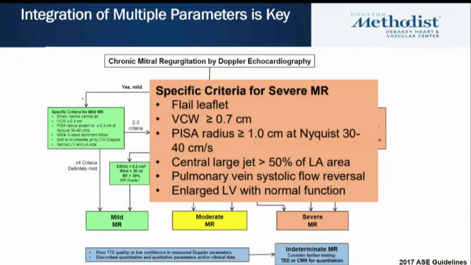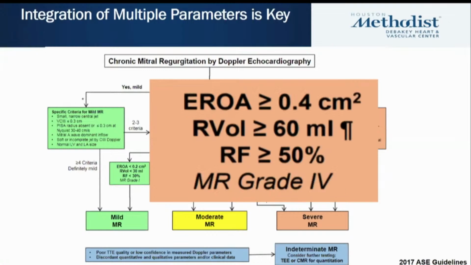Specific criteria for severe MR include a flail leaflet, vena contracta width of more than or equal to 0.7 centimeters, a PISA radius of more than or equal to 1 when the aliasing velocity is 30 to 40 centimeters per second, large central jets occupying more than 50% of the left atrial area, pulmonary venous flow reversal, and enlarged LV with normal function. If you don't have 4 of these specific criteria, you can determine your effective regurgitant orifice area, regurgitant volume, and regurgitant fraction to increase your specificity for severe mitral regurgitation.